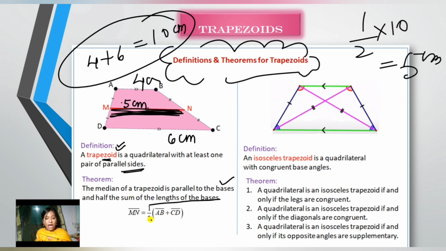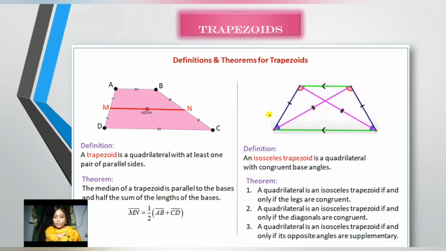Okay, very easy thing. You just need to add the two bases to find this median, and that's a very important theorem of trapezoid. Don't forget this ever. We will do questions based on this concept after just a few seconds, so stay here in the video. Now we are going to learn about the isosceles trapezoid. It's again a very interesting part.